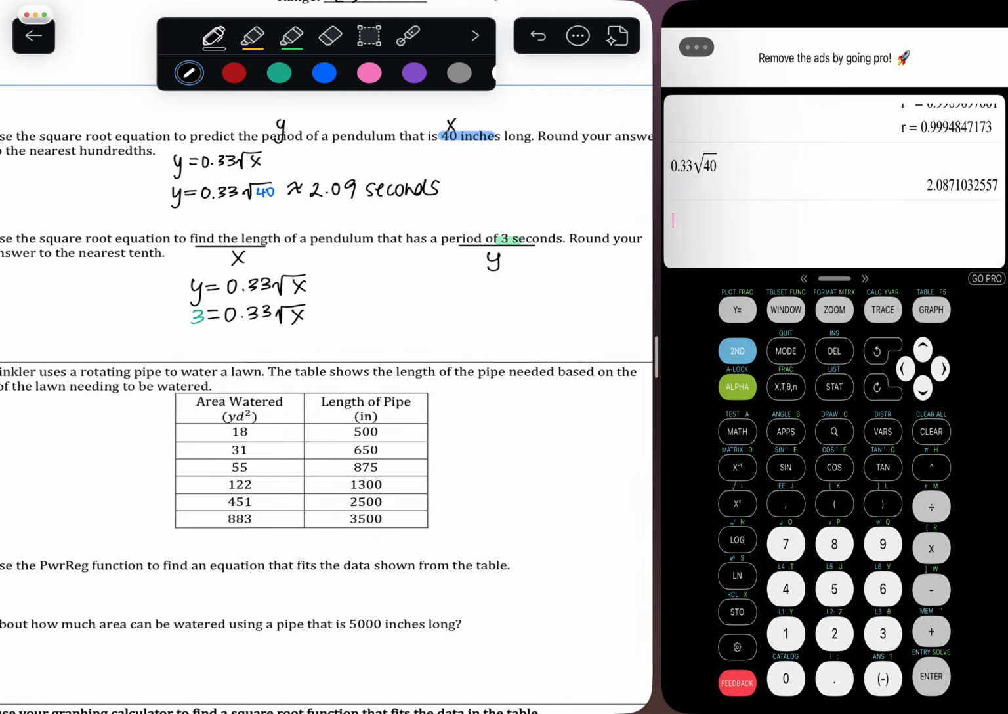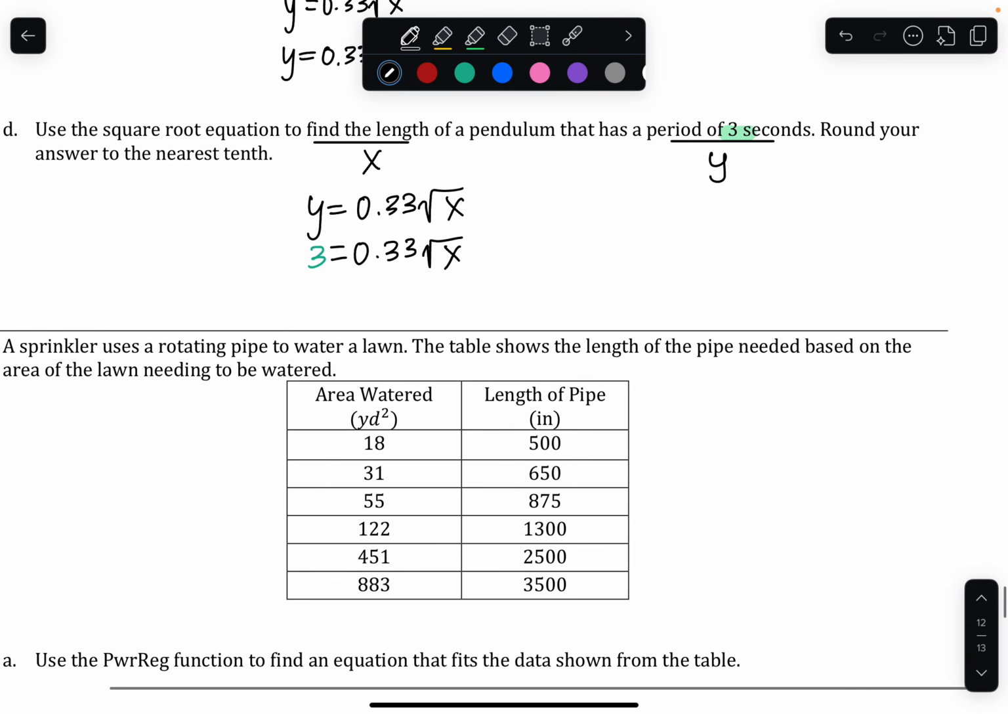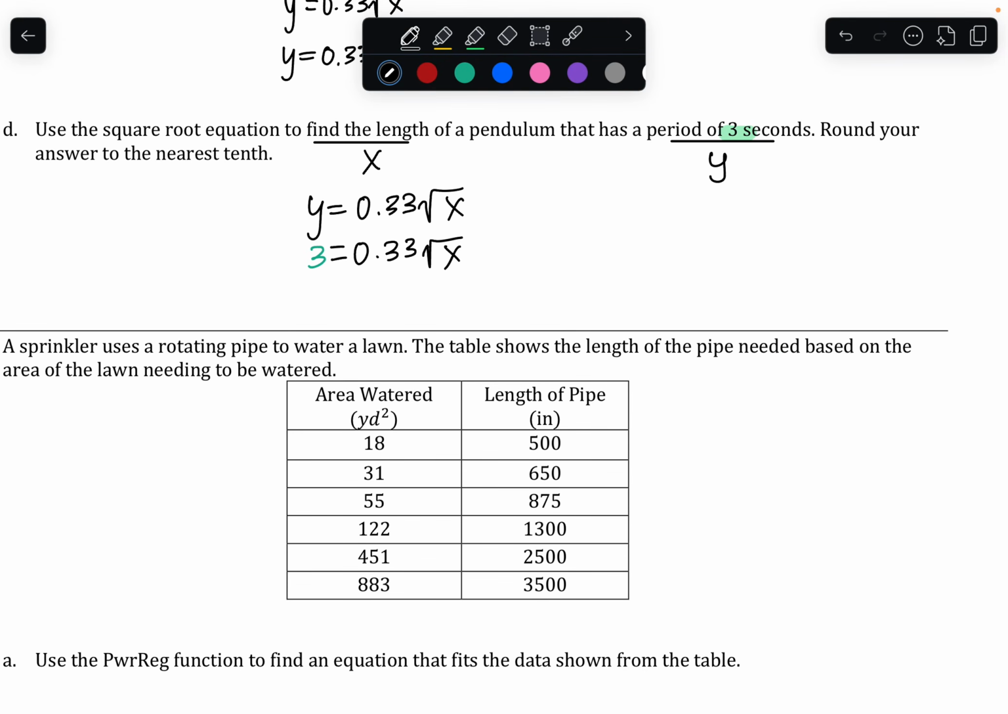Okay, and so here we actually have to do some solving. Without using the calculator just yet, your first step would be to divide both sides by the 0.33, which would give me square root of x equals 3 over the 0.33. And then we're ready to square both sides. Okay, and so x is 3 over 0.33 squared. And it says round to the nearest tenth.